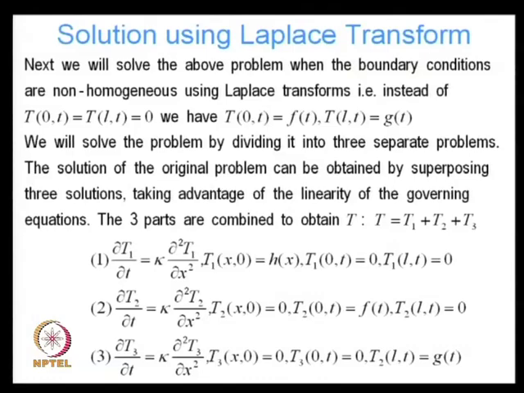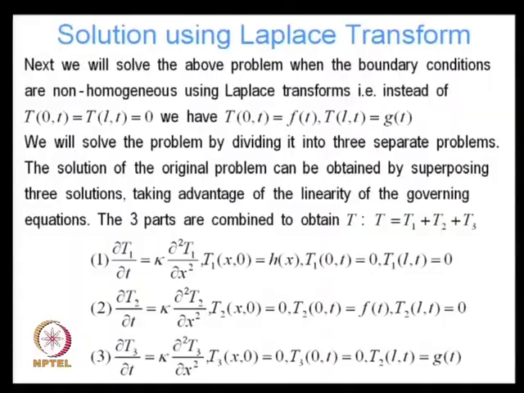Both 2 and 3 have homogeneous initial conditions. So, if I superpose the solution of these three, I am going to get the solution of my original problem, and you can see if I add all those boundary conditions and initial conditions together, they are exactly the boundary conditions and initial conditions of my original problem.